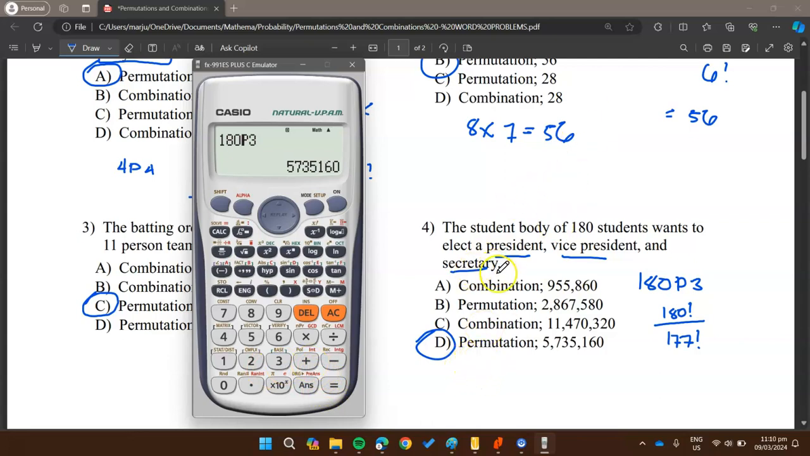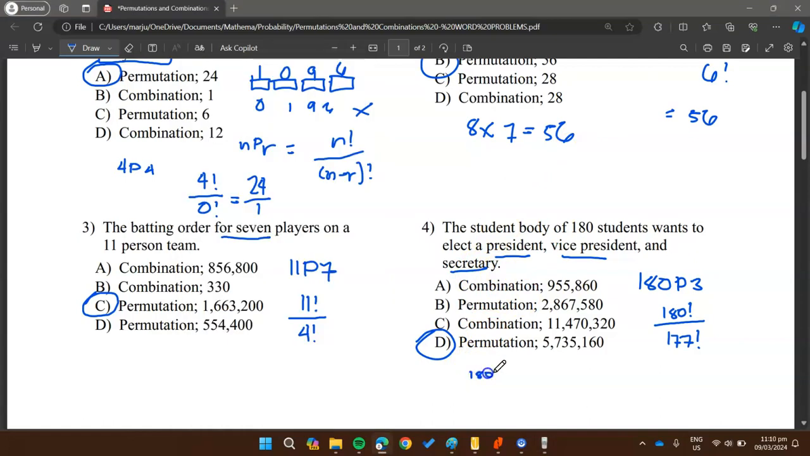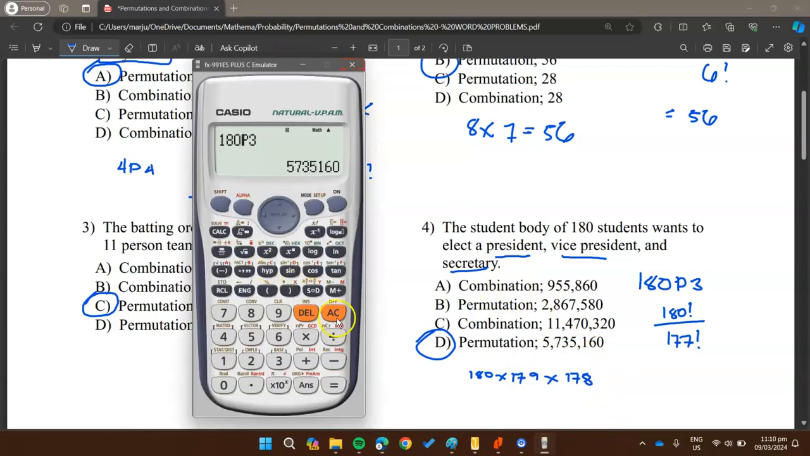Choosing a president, we have 180 possible ways, times choosing a vice president, we have 179, and then for the secretary, we have 178. So again, if you're going to multiply these three numbers, you will end up getting the same result. So you have 180 times 179 times 178. Again, this will give you the same results or outcome.